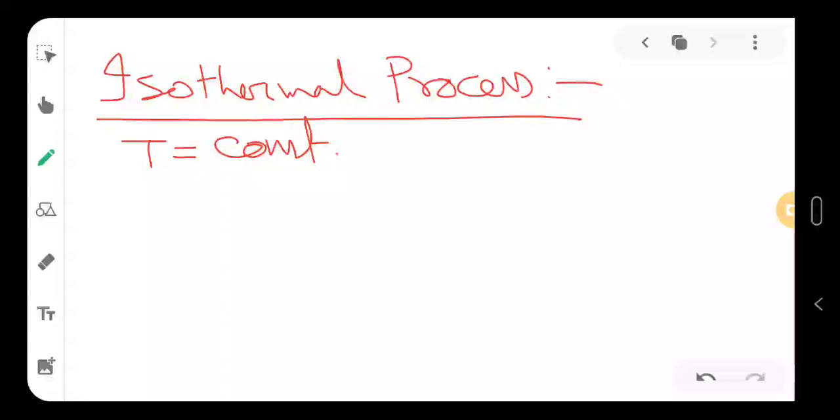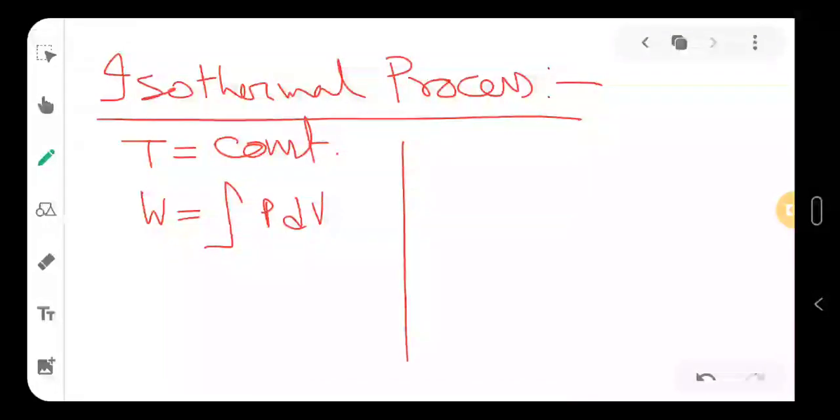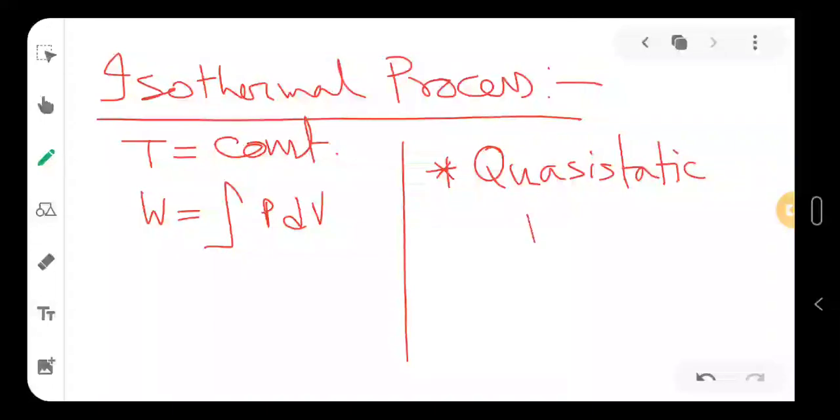So how will we derive that? We know that W is the integration of P dV. Now we have to somehow involve the temperature variable with our pressure and volume. For the isothermal process, some conditions we have to follow. The process has to be a quasi-static process. Quasi-static. So we will be talking about this now. What is a quasi-static process?